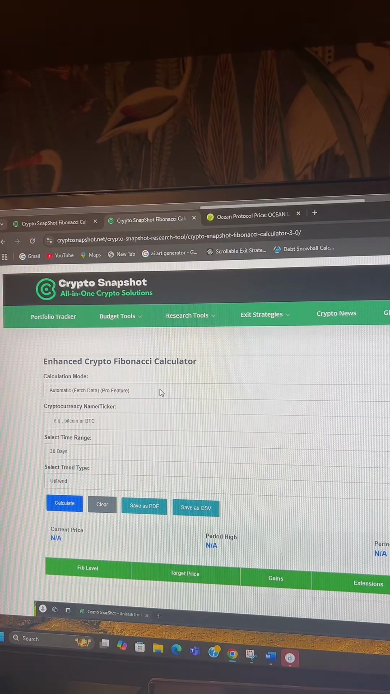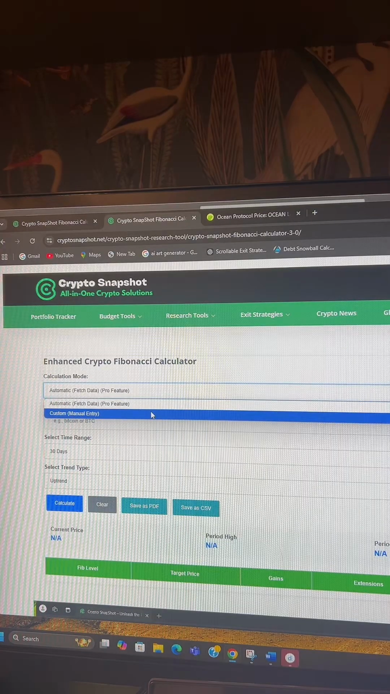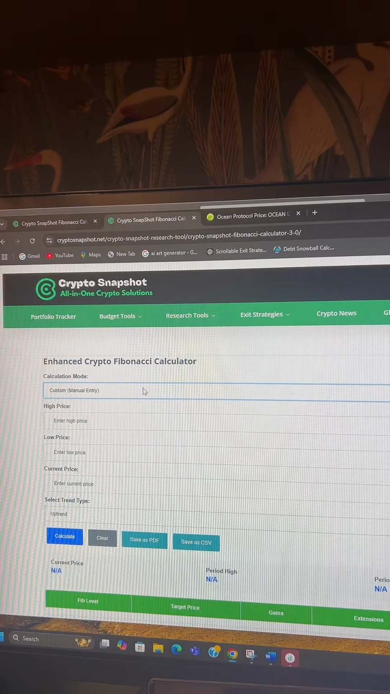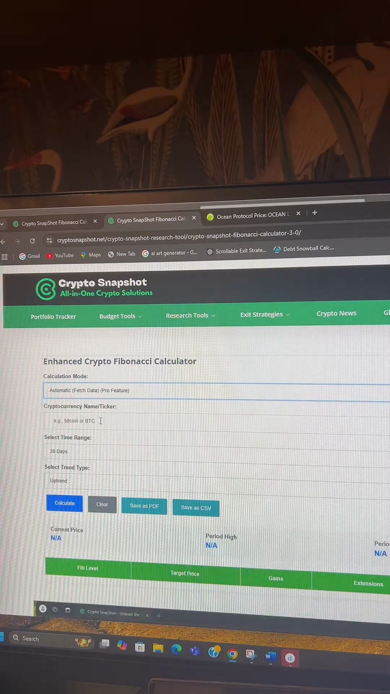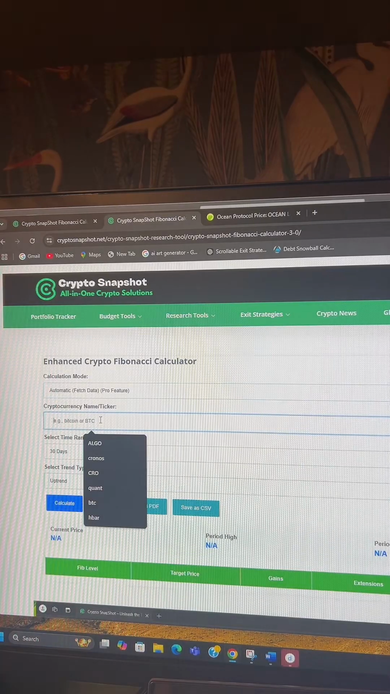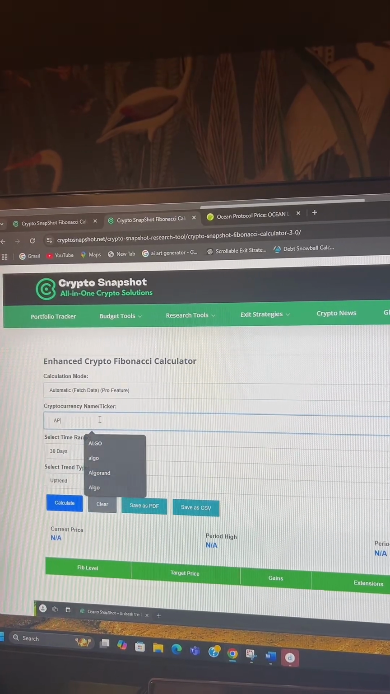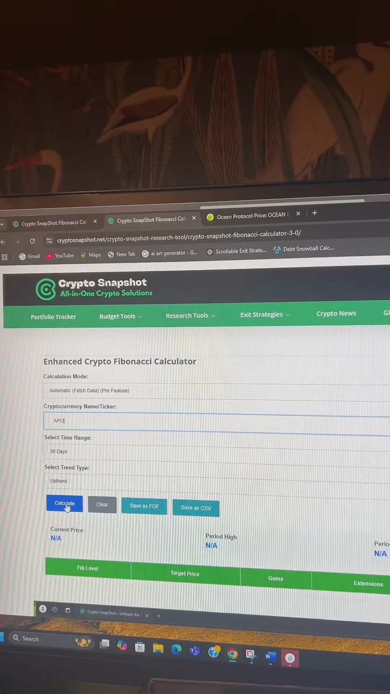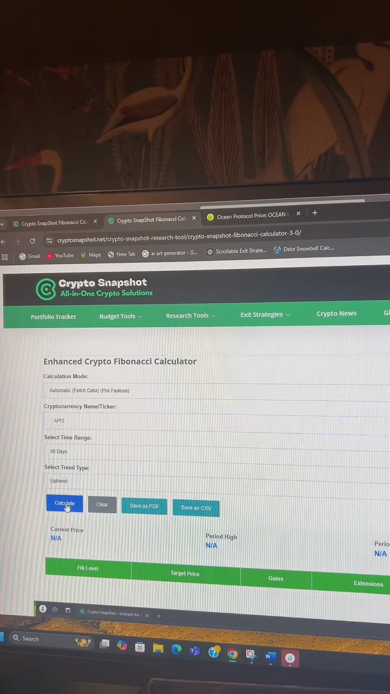So there's two modes. There's the automatic fetch feature, which is a pro feature that is connected to CoinGecko.com and automatically pulls in data from there. But you don't have to be a pro member to use this. You can switch to the custom manual entry and just type in your high price, your low price, and your current price. Select your trend and it will do a Fibonacci for you. We're going to stick with automatic and type in the name of the crypto, which is API3. We're going to do a 30-day uptrend, and this is going to give us a good indication of what's a good entry price based on the last 30 days of data on this crypto.